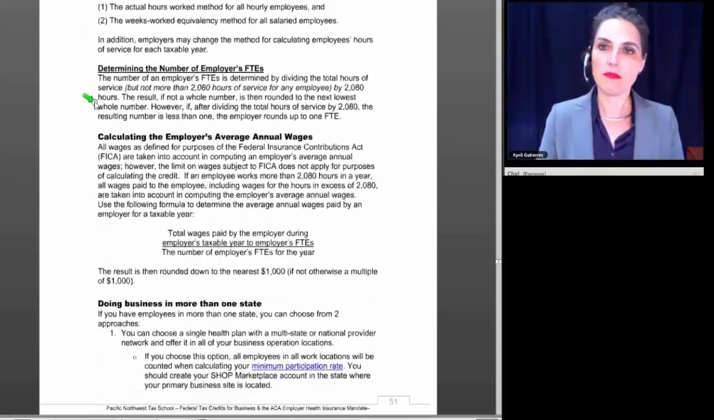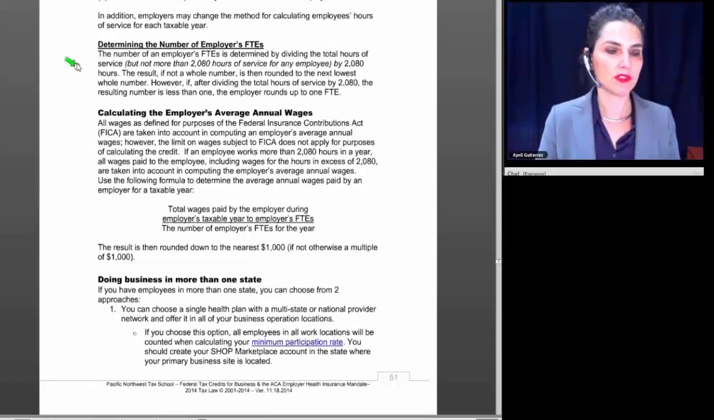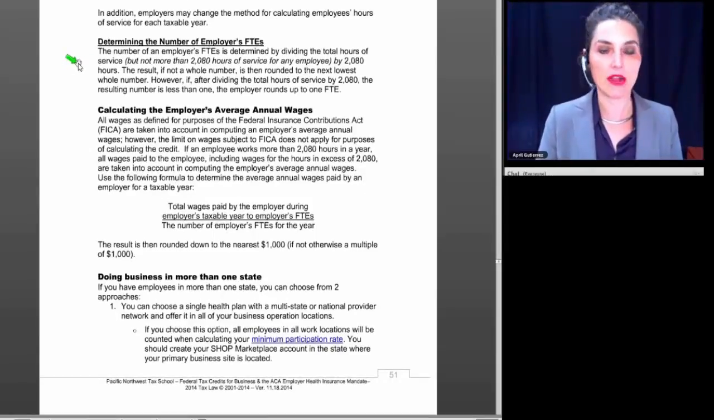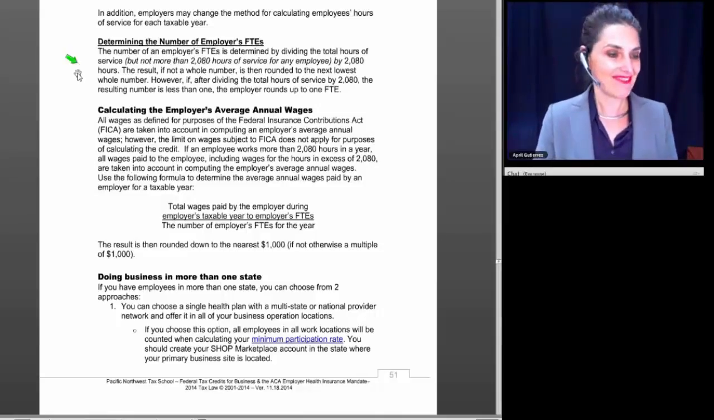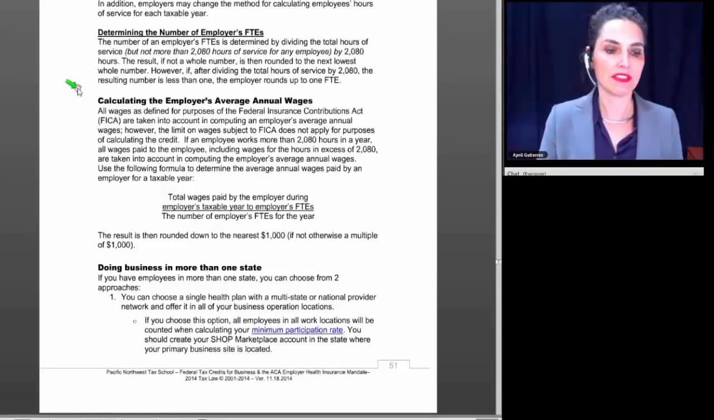So in determining the number of an employer's full-time employees, the FTE is determined by dividing the total hours of service, but never more than 2,080 hours for any particular employee, by 2,080 hours. The result, if not a whole number, is then rounded to the next lowest whole number. However, if after dividing the total hours of service by 2,080, the resulting number is less than 1, the employer will round up to 1 full-time employee equivalent.